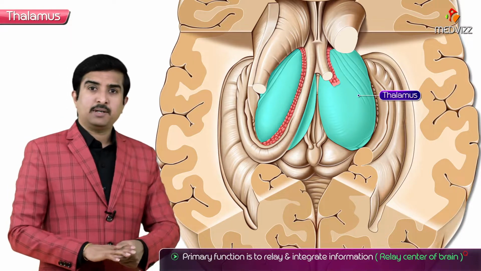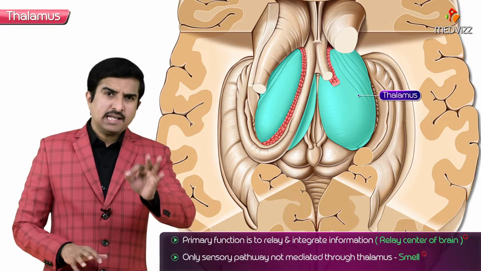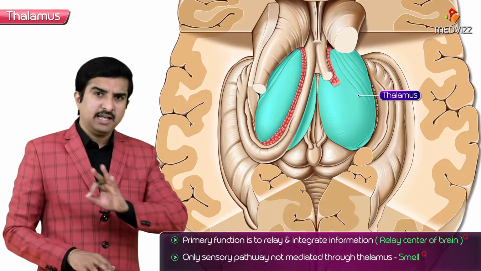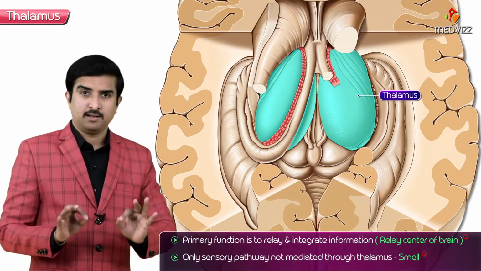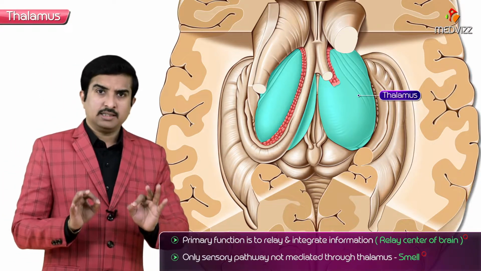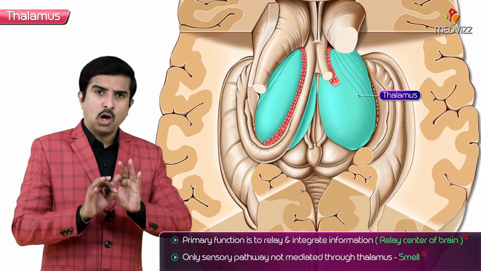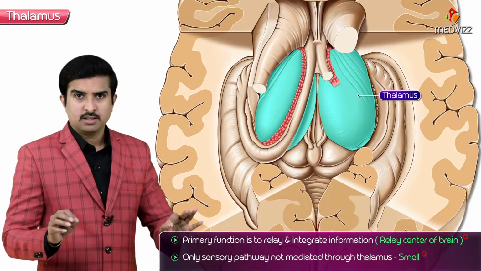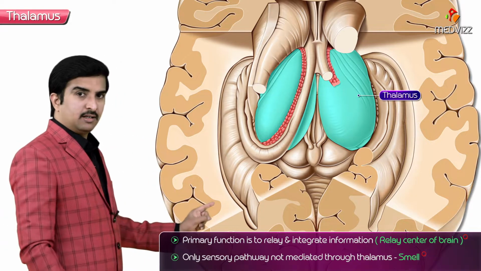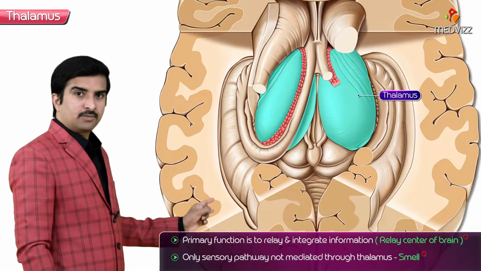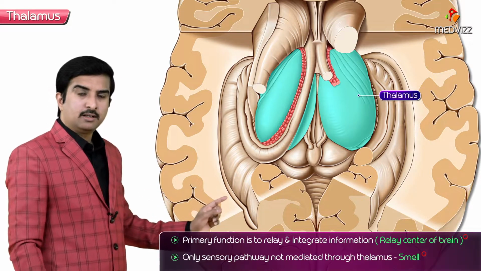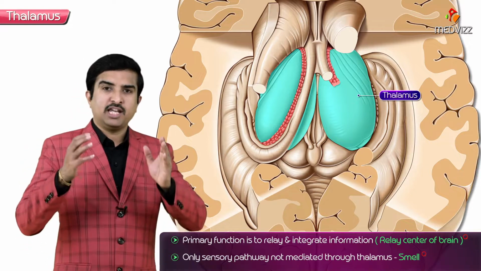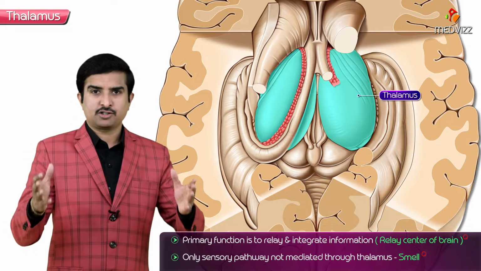So remember that the only sensory pathway which is not mediated through the thalamus is smell. Other than the sensation of smell, all other sensory information should be relayed, processed, and integrated in the thalamus before it reaches other higher centers of the brain.